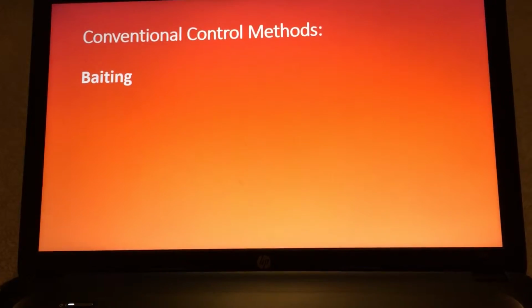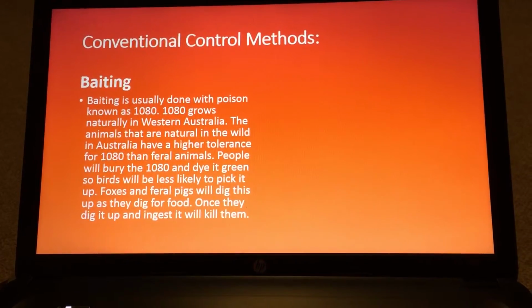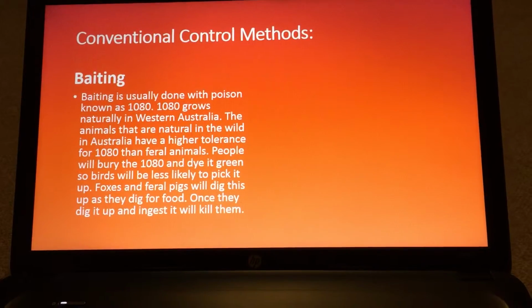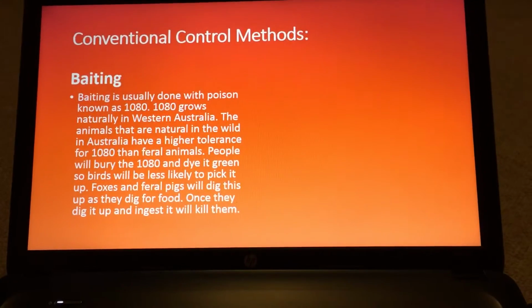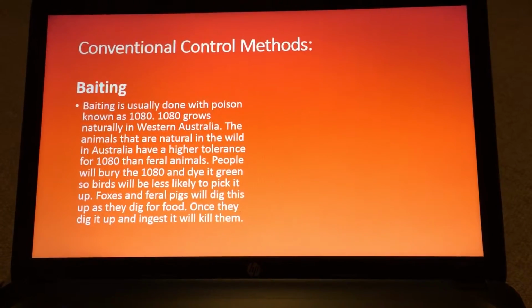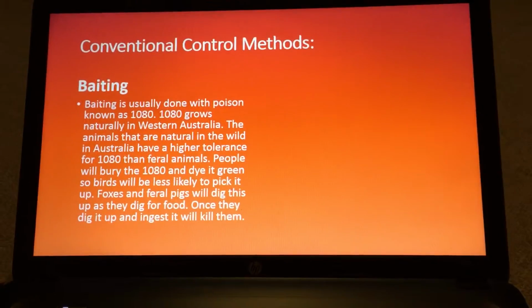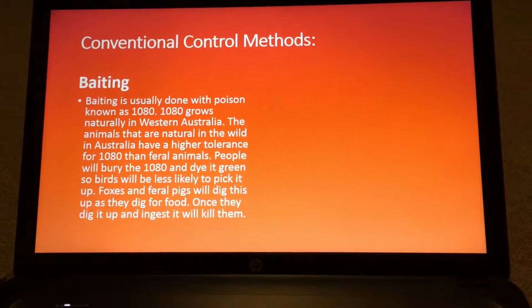One conventional control method is baiting. Baiting is usually done with a poison known as 1080. 1080 grows naturally in Western Australia. The animals that live there and have made their home there have a higher tolerance for this. It's not going to make them sick. It's not going to kill them off because they're used to that. That's what they eat daily.